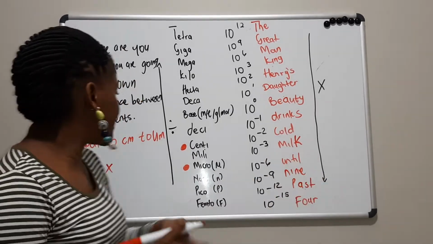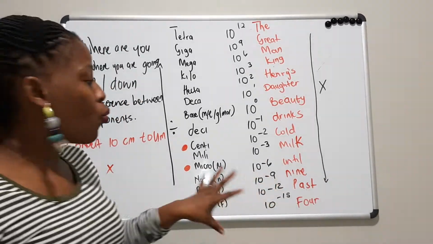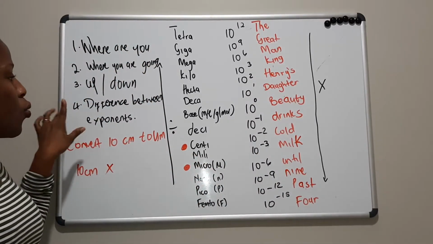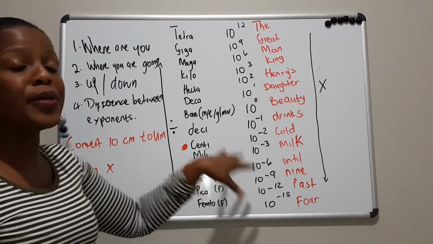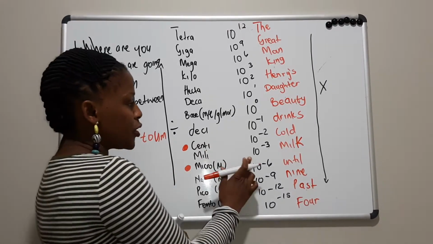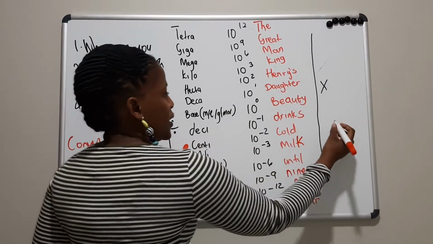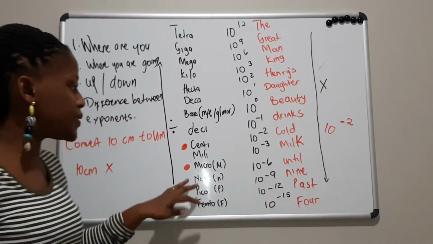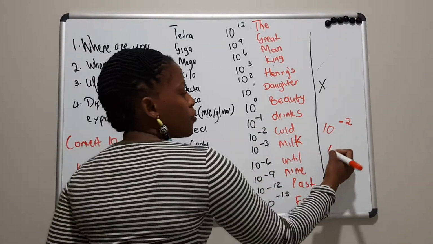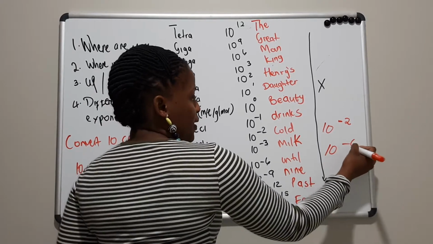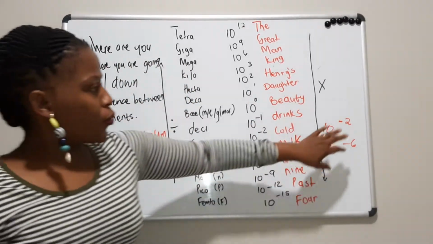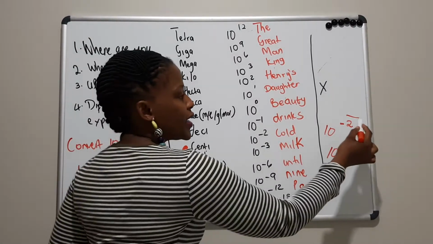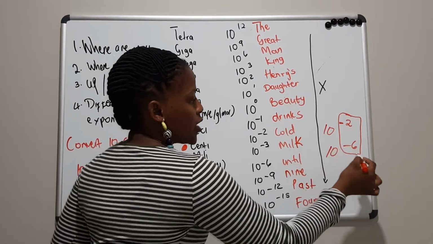So we're going to multiply, and for us to know what we are going to multiply with, now we need to do step number 4, whereby we need to get the difference between the exponents. So the exponent of centi is 10 to the power minus 2, and micro is 10 to the power minus 6. So what we are going to do now is get the difference. So we're going to subtract between the exponents.